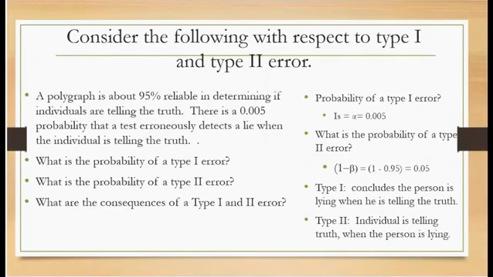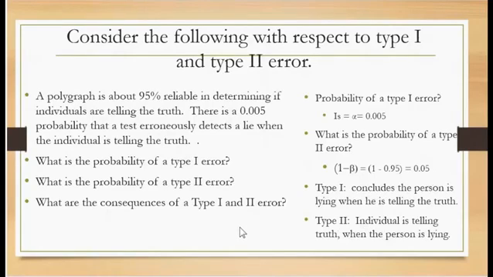Well, the probability of a type 1 error is over here. It's about 0.005. That's our alpha. What's the probability of the type 2 error? Well, we know that the polygraph is 95% reliable, so it's going to be 1 minus our 95, or 0.05.